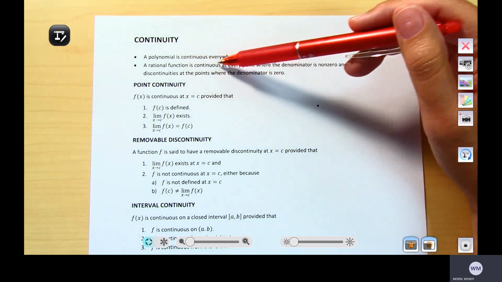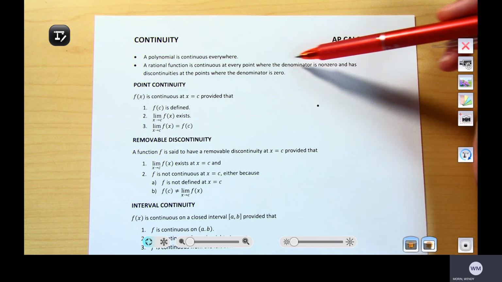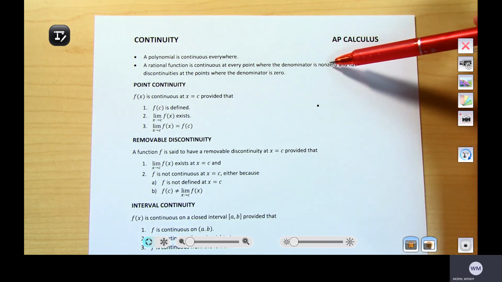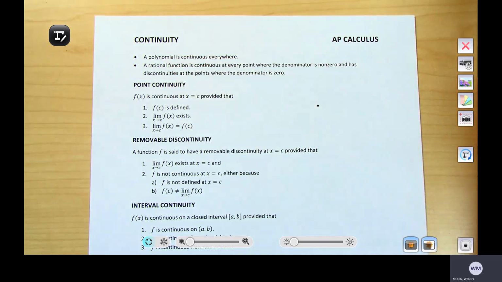A rational function is continuous at every point where the denominator is non-zero. It has discontinuities at the points where the denominator is equal to 0. So if you recall, if there's a common factor in the numerator and the denominator, and those factors cancel out, whatever makes that factor equal to 0 is a hole. However, if the factor in the denominator doesn't cancel with something in the numerator, whatever makes that equal to 0 is your vertical asymptote. So those are points of discontinuity.